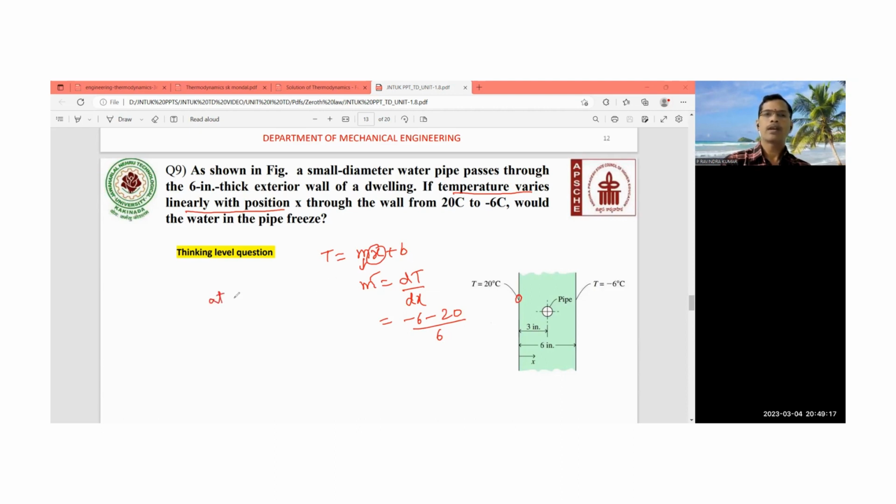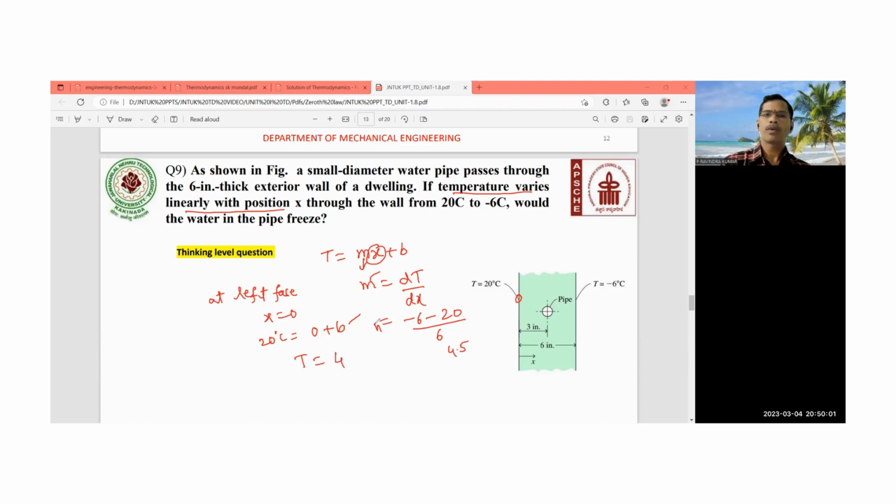So at the left face, x is equal to 0, and in that case the temperature is 20 degrees centigrade, which is equal to m times 0 plus b. So you will get the value of b in this particular case. Then what you have to calculate is whether the water is going to freeze or not. So T is equal to, you will get the slope from this particular case, minus 26 divided by 6. More or less you will get it as something like 4.5. So the slope is 4.5.